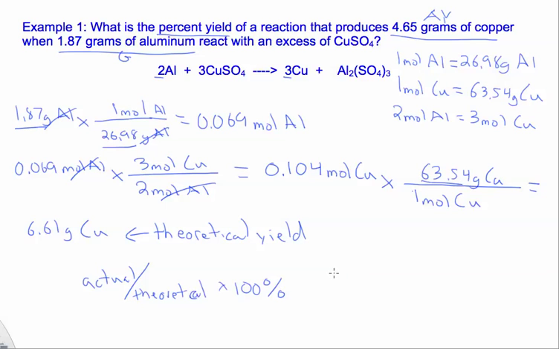So we do actual. This is the only time we use that number out of the original. Divided by theoretical, and I suggest keeping the whole units on there, that way you know for sure you're doing it right, because if it's not grams of copper divided by grams of copper, something's wrong. So 4.65 divided by 6.61, and then times 100 to put it in a percent, you have 70.348, and our numbers both have three significant figures, so we have 70.3%.